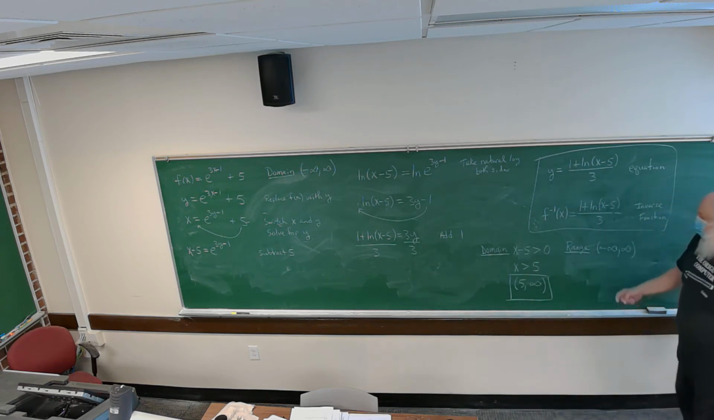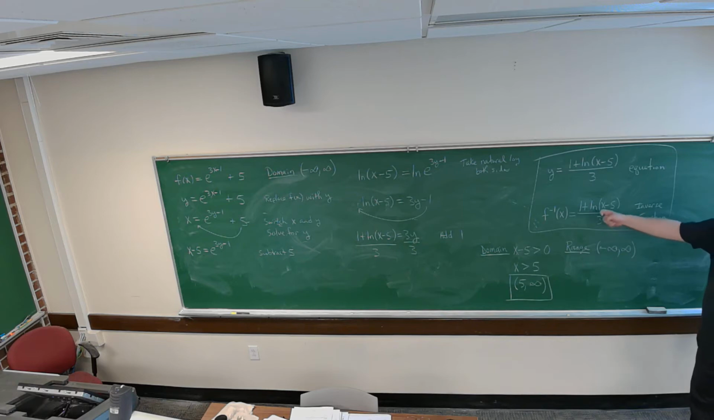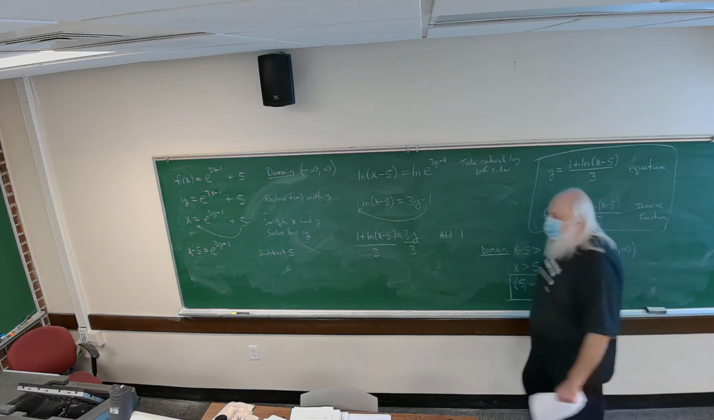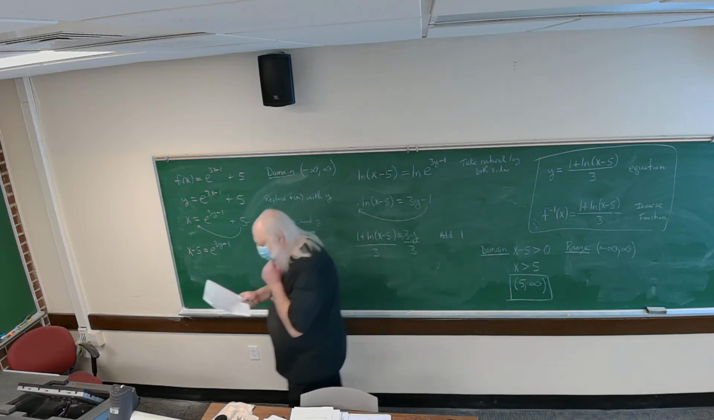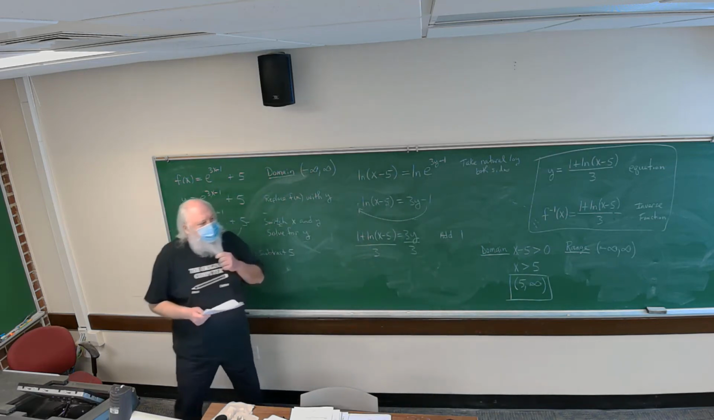And you could argue, looking at the inverse function, that that makes sense because the range of the natural log function is minus infinity to plus infinity. Okay. And so either looking at the natural log of x minus 5 and arguing its range is minus infinity to infinity, or looking at the domain of f of x, which is minus infinity to infinity, you get the range. Okay. All right. Any questions on that?